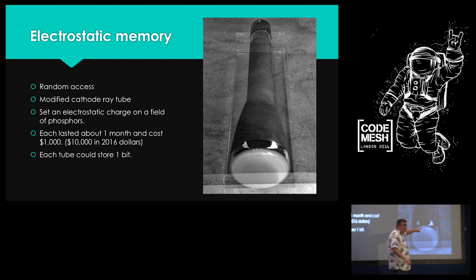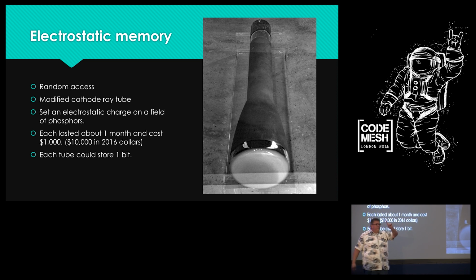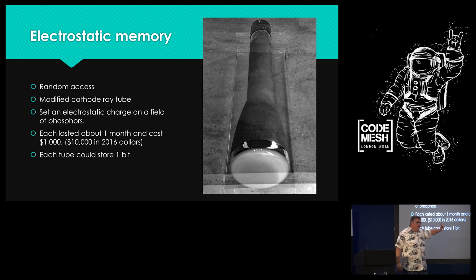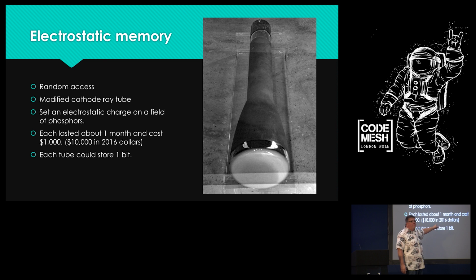This is a picture of an electrostatic memory tube. It's about this long, probably about that long. And that entire tube stores 1 bit of information. It also cost $1,000 in 1940, which is $10,000 in today's money, and it lasts for about 1 month. So you get 1 month of storage for 1 bit for $10,000. And remember that you need 4,000 of these.